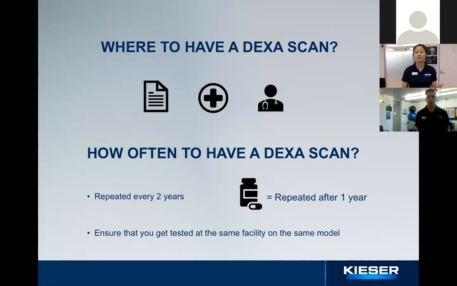So the next question is how often to have a DEXA scan? Again, it's probably recommended on average every 2 years. By all means, if you are undergoing a certain intervention, whether through exercise or medication, they would hopefully recommend every year just to assess the effectiveness of that treatment plan. It is super important that when you get your follow-up DEXA scan, you get it at the same facility on the exact same model. That's super important because each machine's calibrated differently. They might be different brands as well, so they will read differently. So that's important to be able to compare your results.